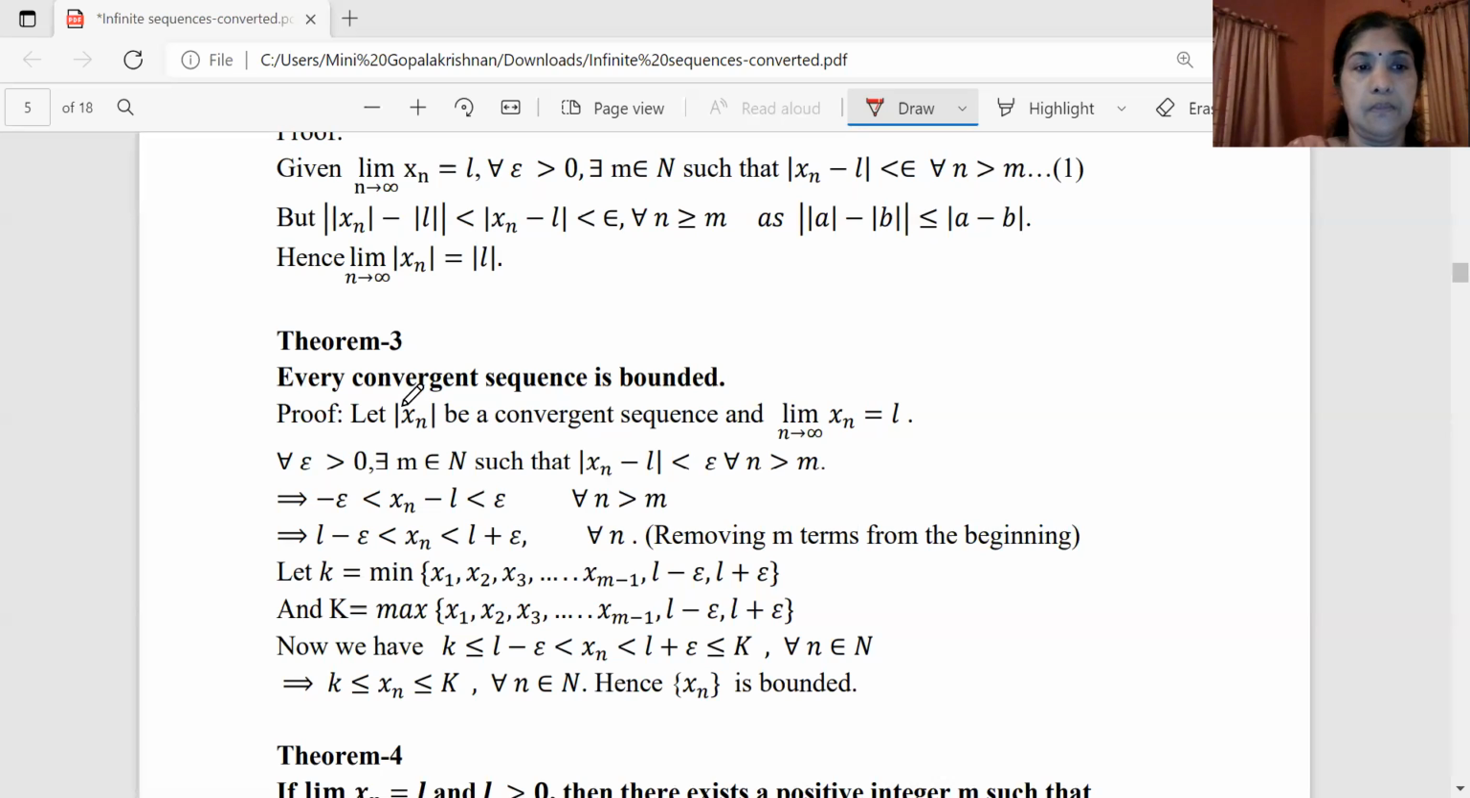We'll see a theorem: every convergent sequence is bounded. We'll see how every convergent sequence becomes bounded. So we take a convergent sequence. By the definition of a convergent sequence, we have the limit of xn when n tends to infinity is equal to L.